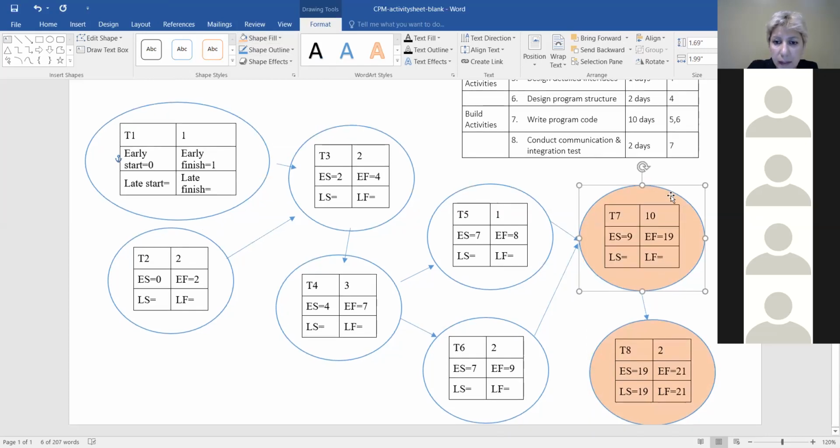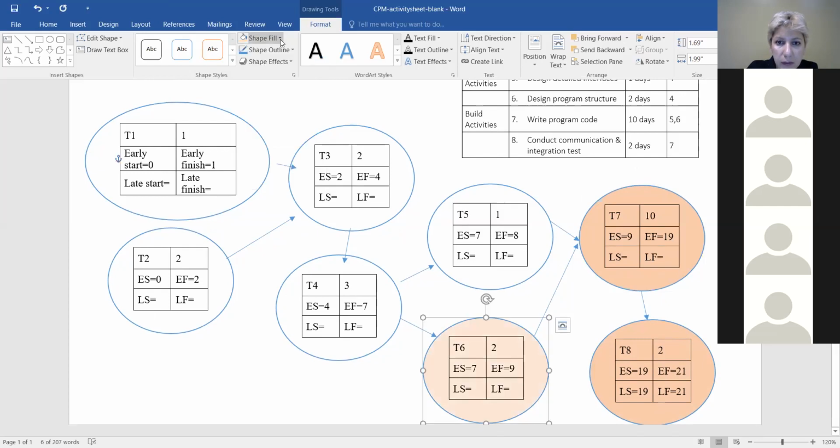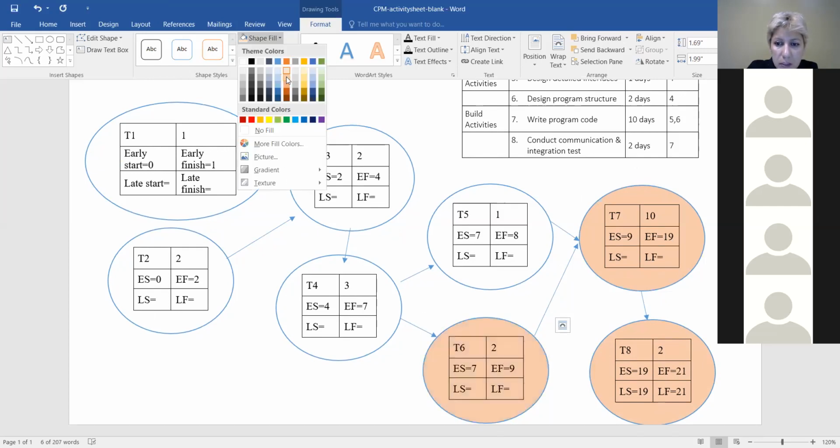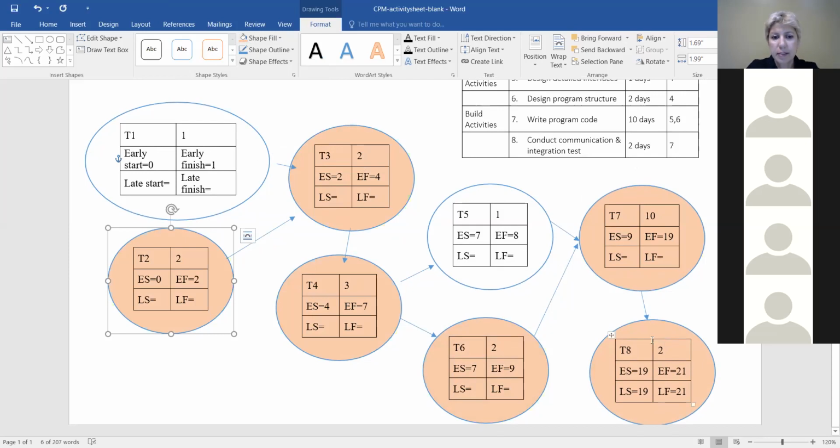Track it with me and then let me know if I'm wrong. I think it's going this way. So this one, is this the critical path? This is the longest path. 2, 2, 4, 3, 7, 9, 19, 21. Yes, this is the critical path, Jake.